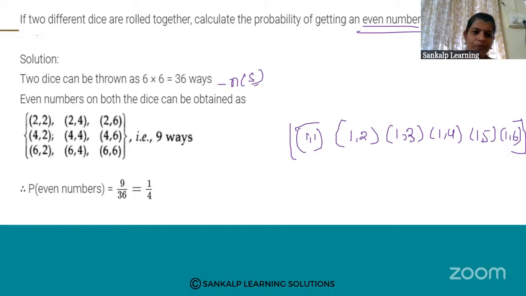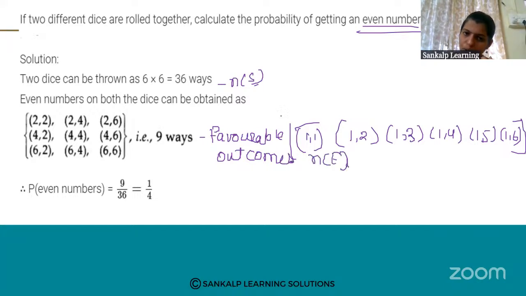Okay, so we will write 2, 2. 2, 1 is also not an even number. So 2, 2, 2, 4, 2, 6. Next, 4, 2, 4, 4, 4, 6, 6, 2, 6, 4, and 6, 6. How many outcomes will you get? That is 1, 2, 3, 4, 5, 6, 7, 8, 9. 9 outcomes you will get. So these are the favorable outcomes, that we will call N of E.